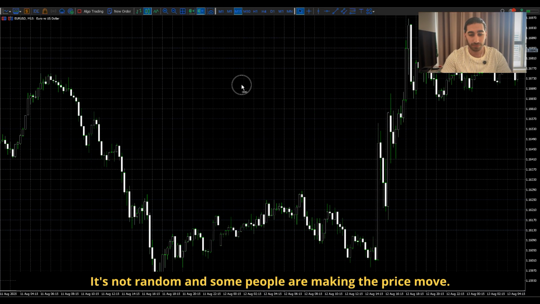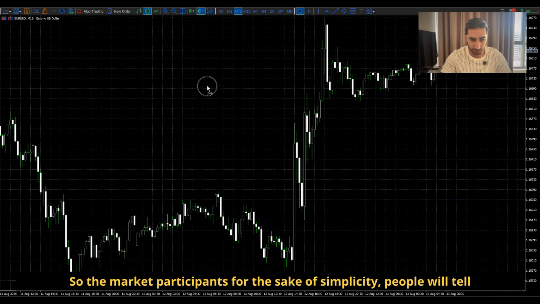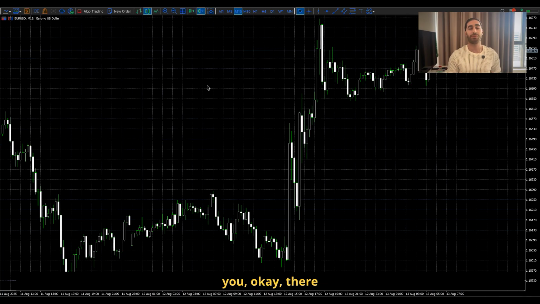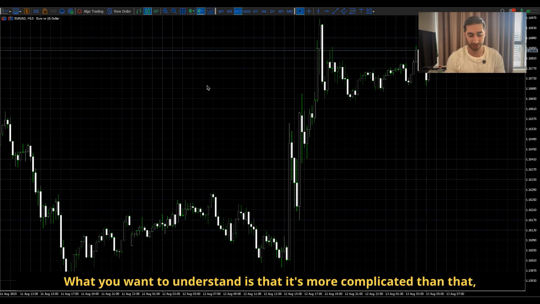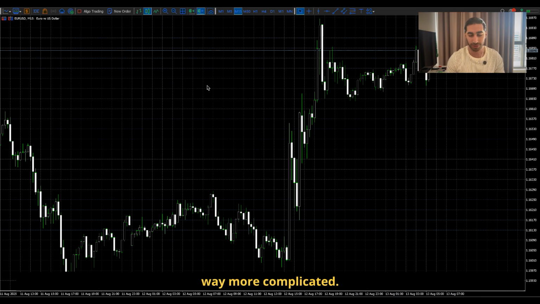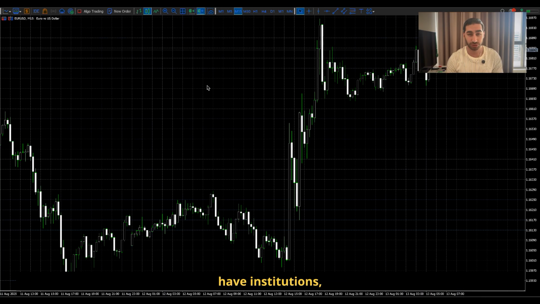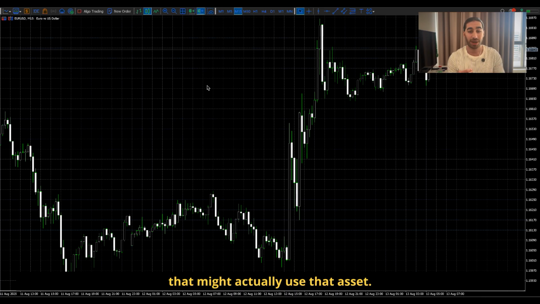And some people are making the price move. So the market participants, for the sake of simplicity, people will tell you, okay, there are buyers that push the price up and there are sellers that push the price down. What you want to understand is that it's more complicated than that, way more complicated. You have market makers, you have dealers, you have retail traders, you have institutional traders with two different budgets, and you have a lot of other participants that might actually use that asset.